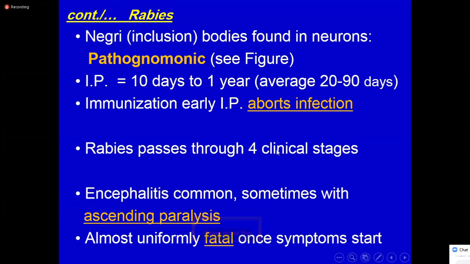Rabies passes into 4 clinical stages, and we will see them in a moment. Encephalitis is common, and sometimes with ascending paralysis. Once the symptoms start, the disease will be fatal.